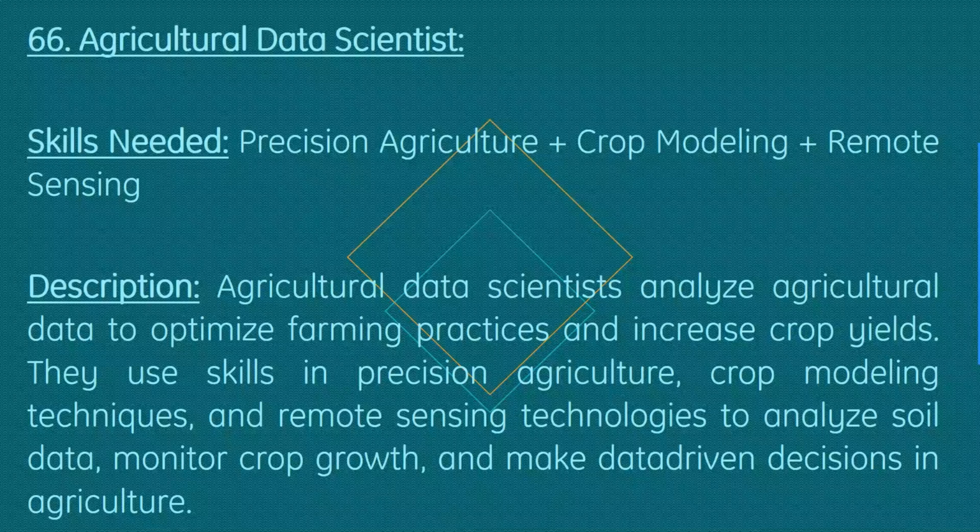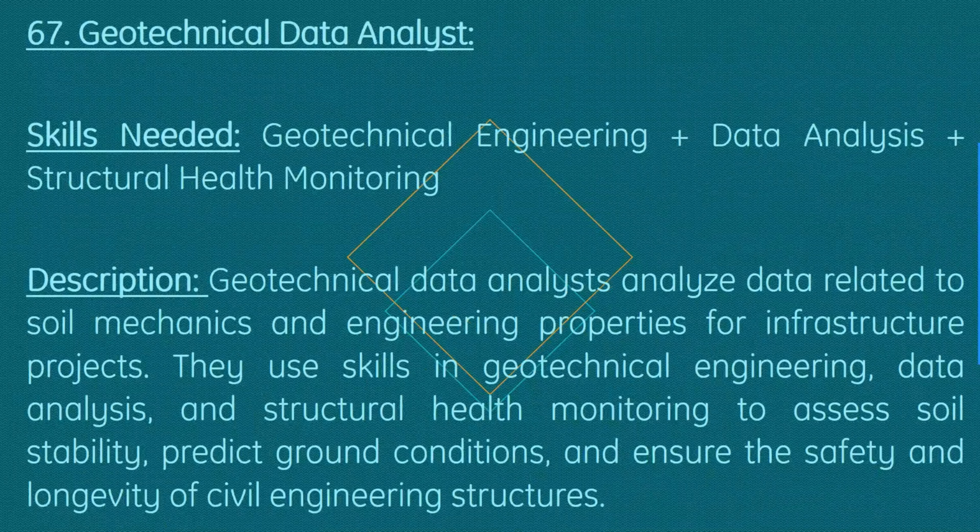Moving on, we have agricultural data scientists. The skills needed would be precision agriculture, crop modeling, and remote sensing. The description: agricultural data scientists analyze agricultural data to optimize farming practices and increase crop yields. They use skills in precision agriculture, crop modeling techniques, and remote sensing technologies to analyze soil data, monitor crop growth, and make data driven decisions in agriculture.